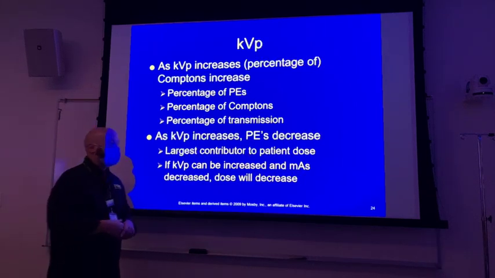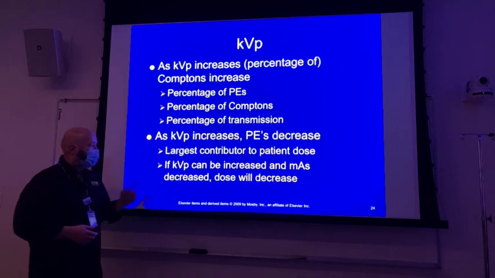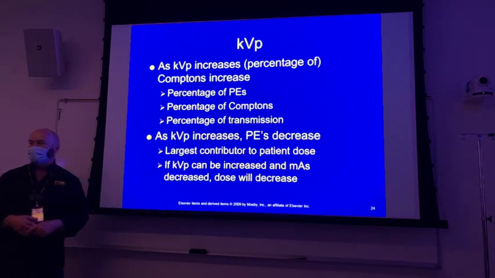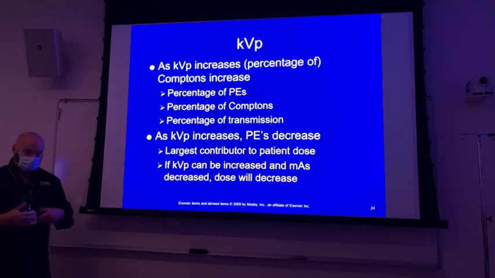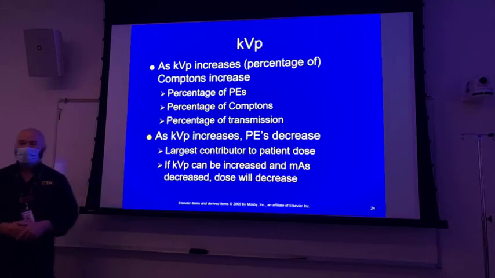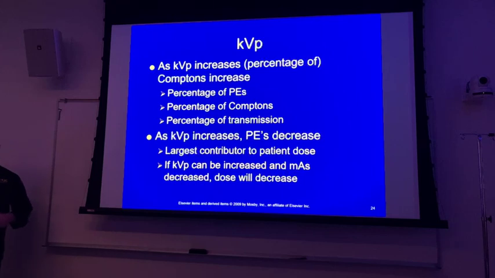But what happens to your dose if you're standing closer to the patient? You increase kVp, lower mass, what happens to your dose? It goes up. Why? You create more scatter, right? You create more scatter radiation, your dose is going to go up.